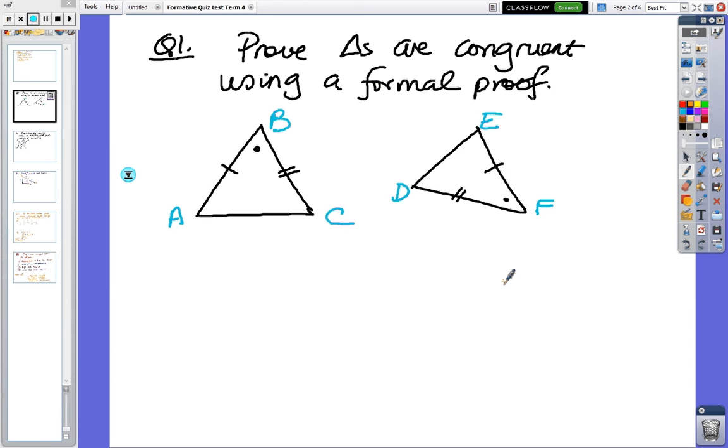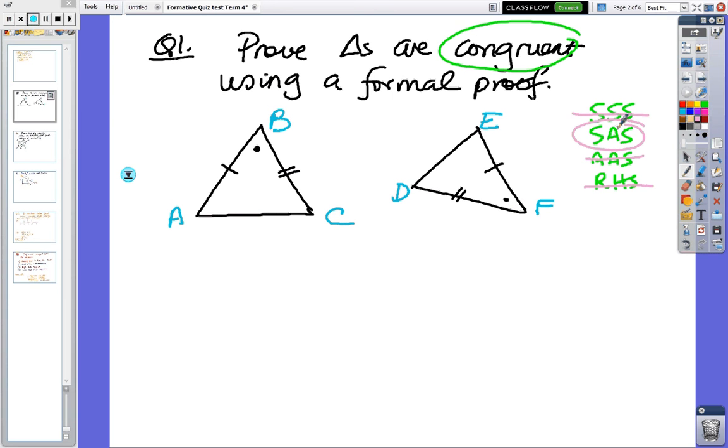Okay, so in the congruent proof, you've got SSS, SAS, AAS, RHS. So if you want to, just play by the eliminations. We don't have three sides given, so we can cross that out. We don't have a right angle. We've only got one angle, so we're really stuck with SAS to prove. And this is how we're going to do it.